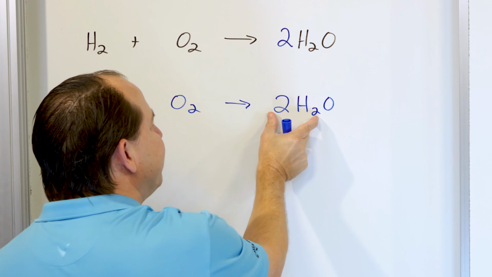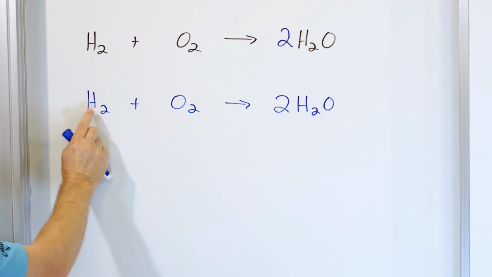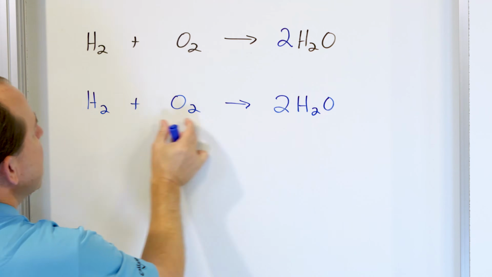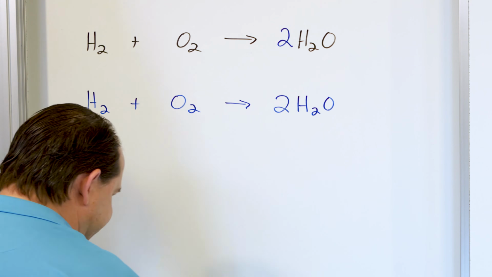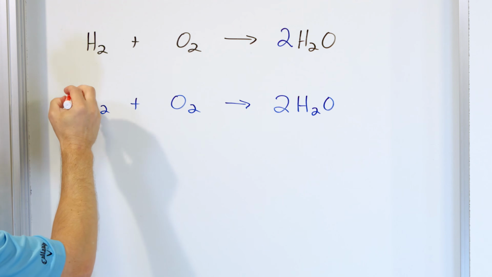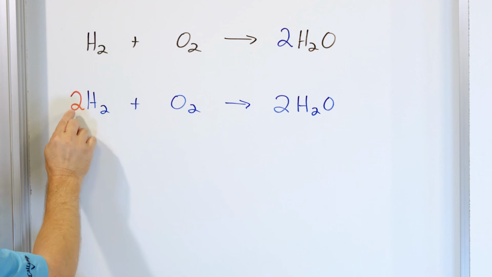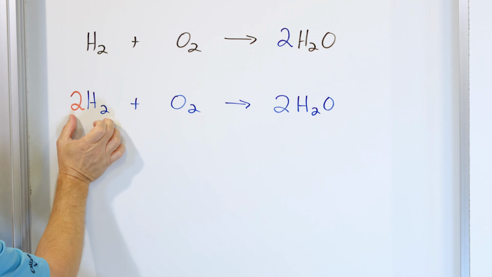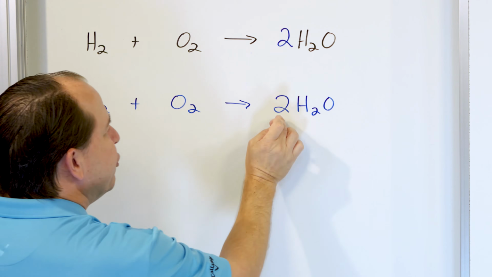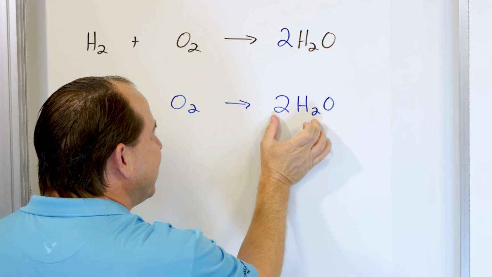There's 2 hydrogen atoms here, but there's 4 on the right, and only 2 on the left. How do I fix that? Because I'm allowed to add coefficients, I'm going to put a 2 right here. And I ask myself, is this now balanced? We start over again. Okay, 2 times 2 is 4. There's 4 hydrogen atoms on the left. 2 times 2 is 4. There's 4 hydrogen atoms on the right.